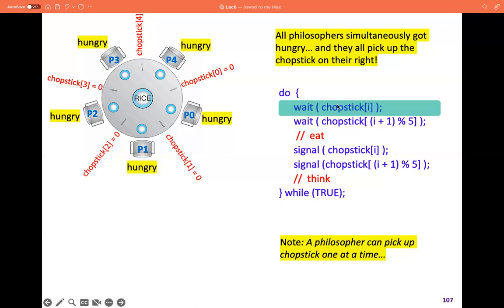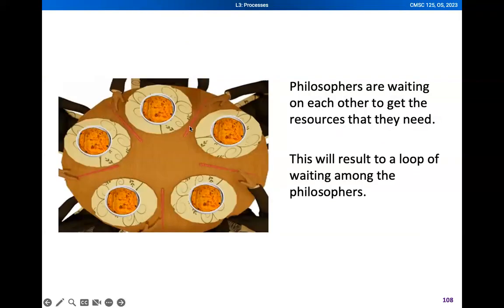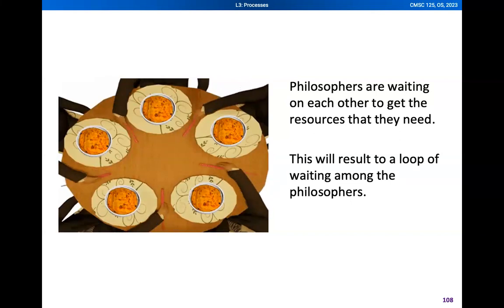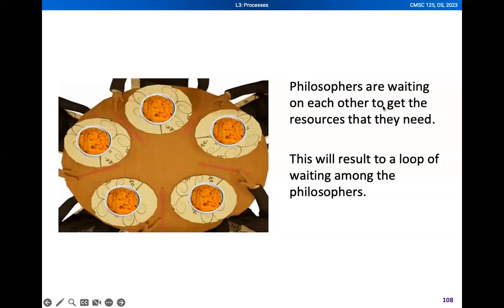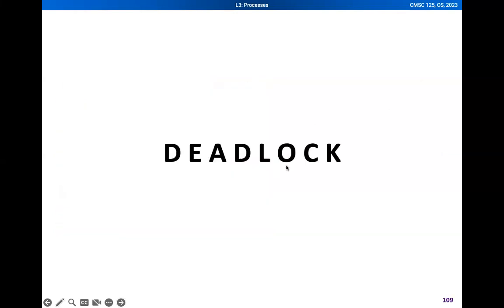So that is possible. So suddenly, they all got hungry. So, okay, I'll pick up one chopstick first. Then suddenly, since they all did it simultaneously, what happens is, there it is. They only got one chopstick each. And note that a philosopher can only eat if they have 2 chopsticks. So this will result in philosophers waiting on each other to get the resources that they need. This will result in a loop of waiting among the philosophers, which results in a deadlock.